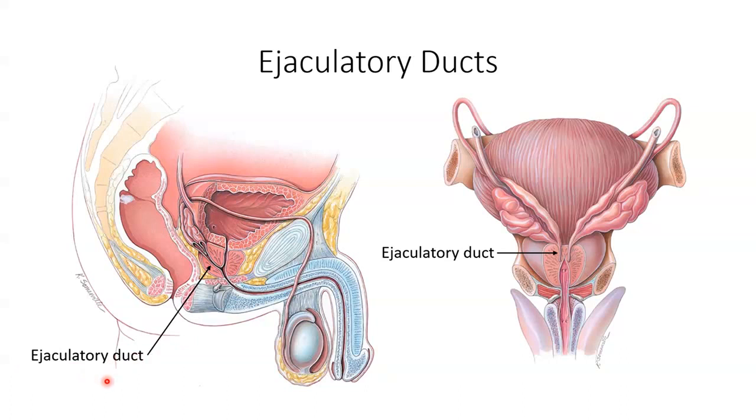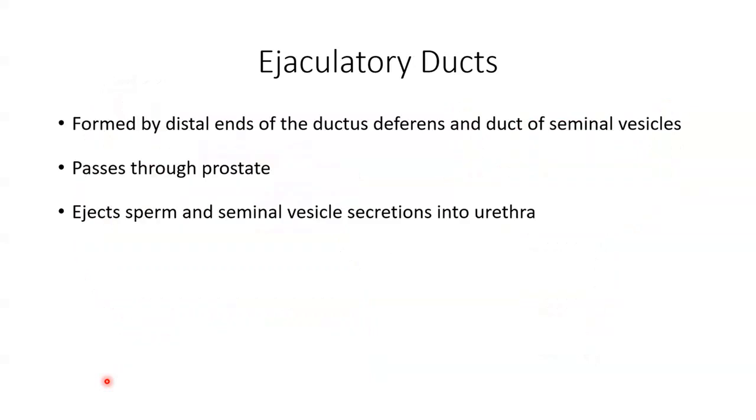Now, the short ejaculatory ducts form just superior to the base of the prostate, and they pass inferiorly and anteriorly through the prostate. They terminate in the prostatic urethra, which, as the name suggests, ejects sperm and seminal vesicle secretions into the urethra. So the ejaculatory ducts are formed by the distal ends of the ductus deferens and the duct of the seminal vesicles. The short 2 centimeter duct passes through the middle of the prostate. It ejects sperm and secretions of the seminal vesicle into the urethra.